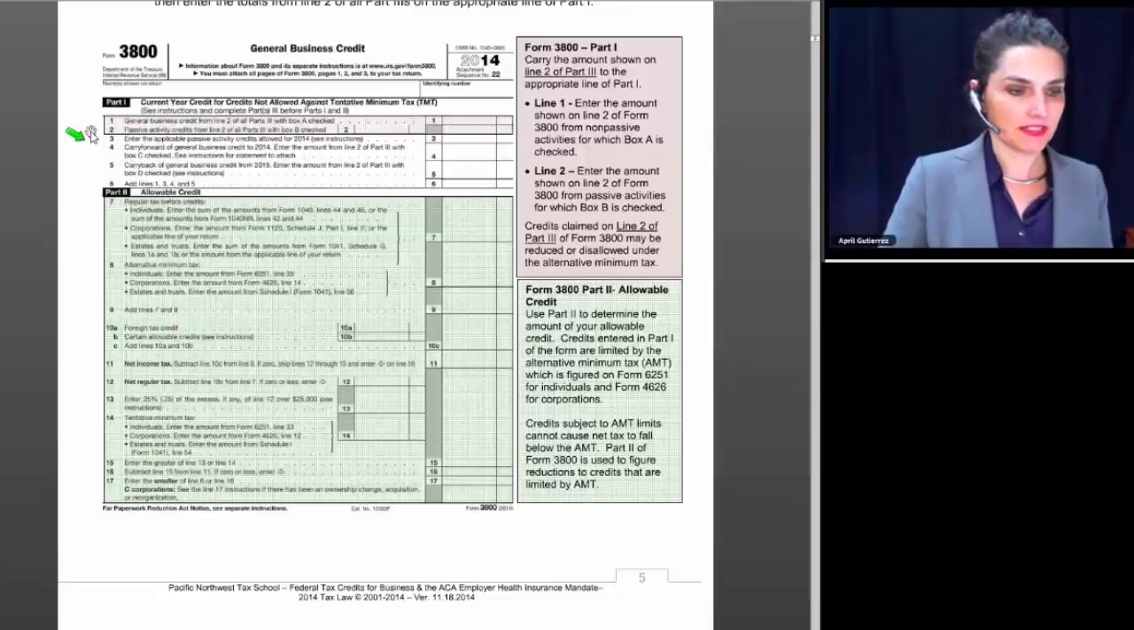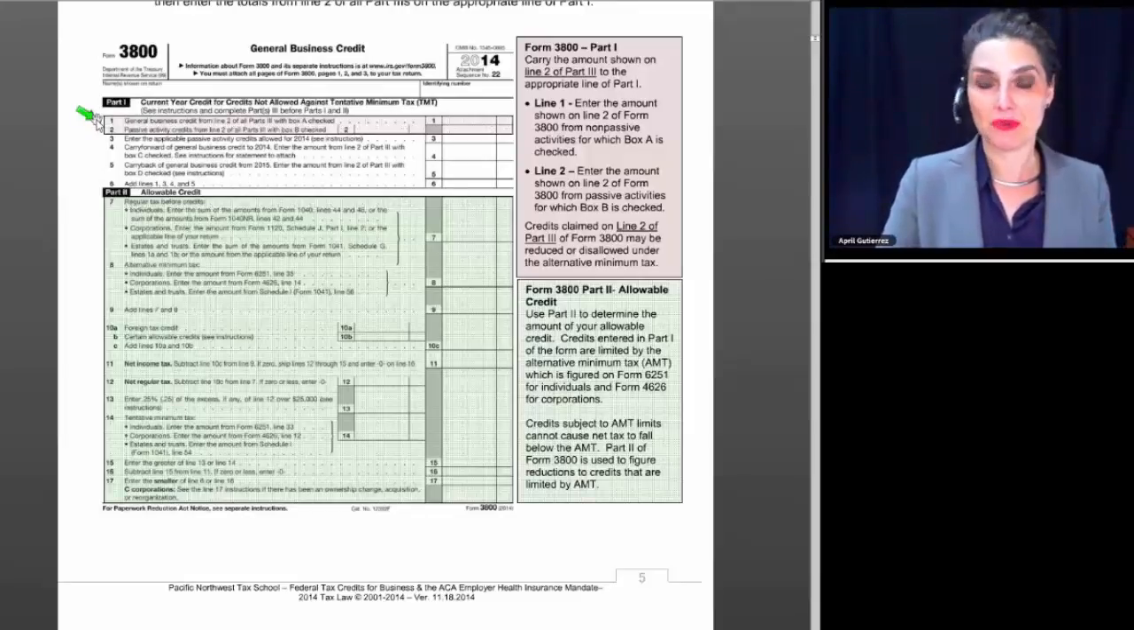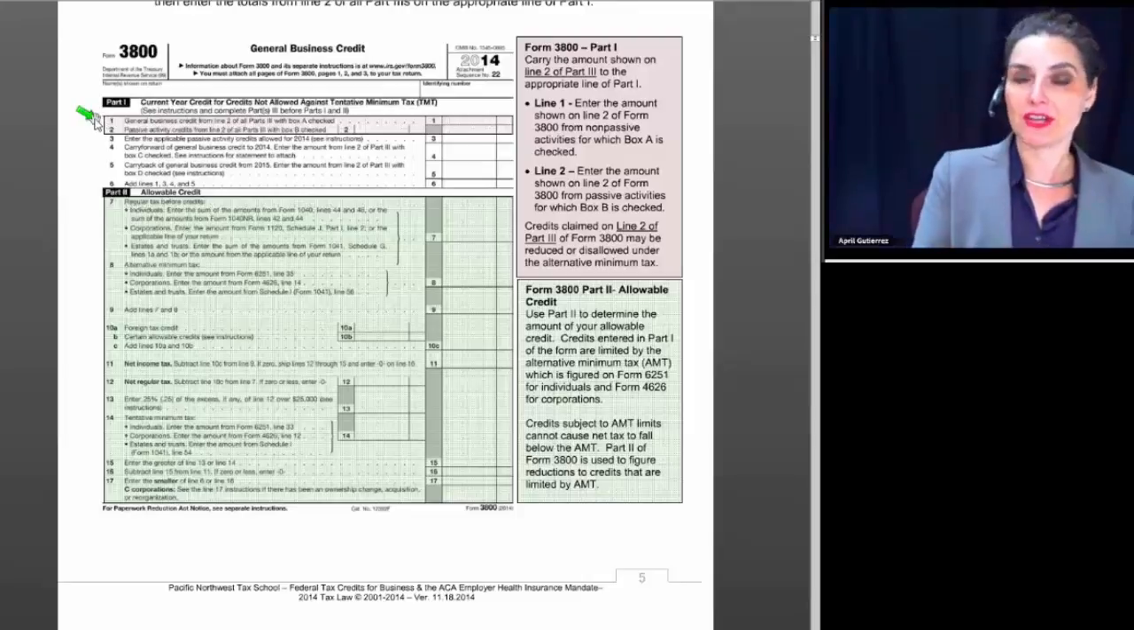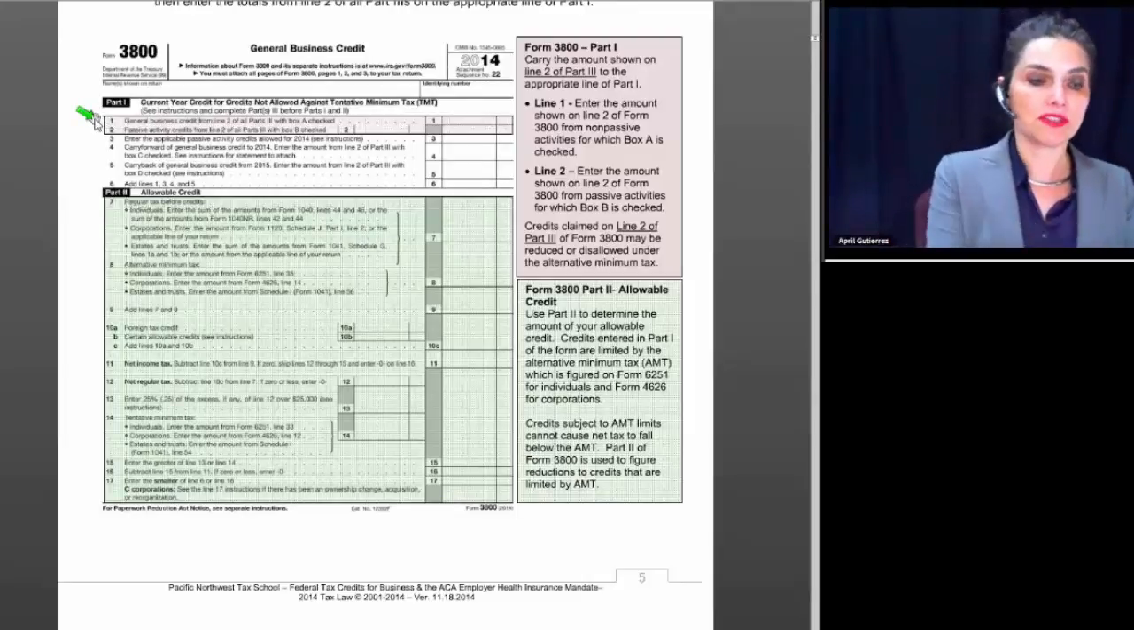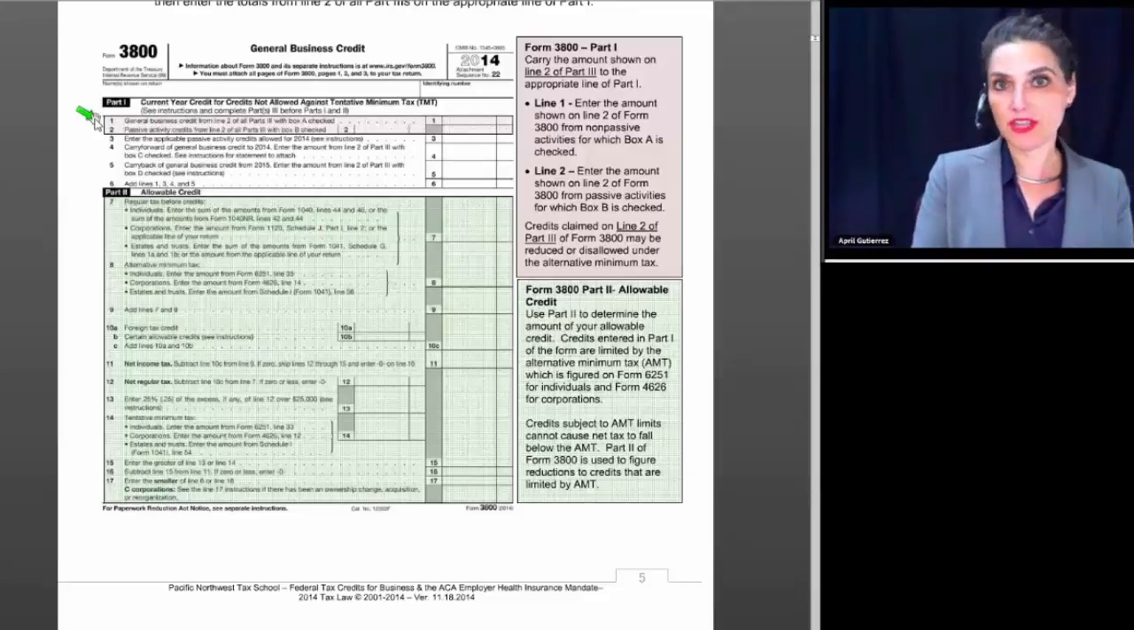B is checked. So we have another part of the form that we fill out, and on that part of the form, we actually check box A or B or some other boxes, and I'll show you that in just a minute. And once you've figured the credit with box A checked or box B checked, you come to a total. Whatever that total is, you bring it over and stick it either on line 1 or line 2.